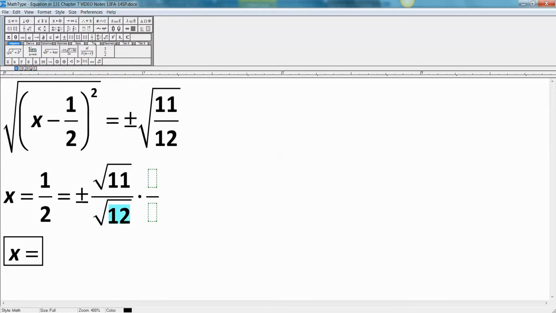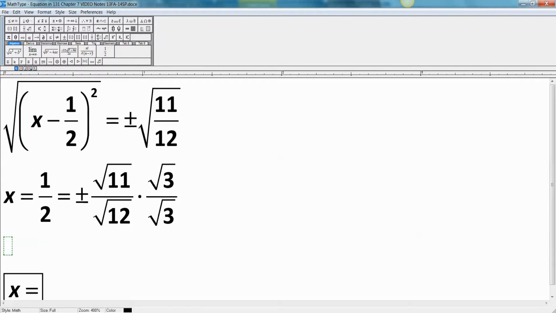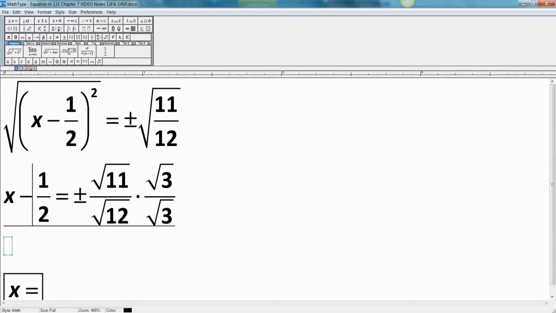12 is not a perfect square. 4 times 3 is what 12 is. So you've got the 4 perfect square, but the 3 is not. So what we could do is multiply it by the square root of 3 over the square root of 3. That'll turn it into 36, and 36 is a perfect square. So we have x, oops, that's a minus sign, sorry.